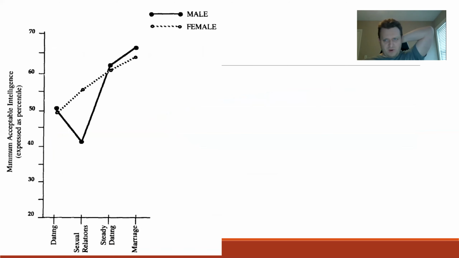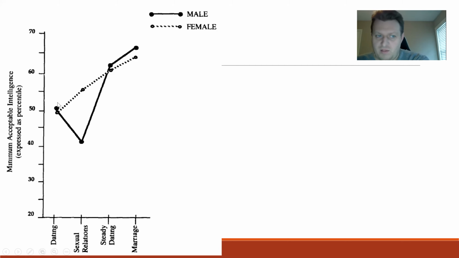Here's a study by Kenrick and colleagues, and we're asking people what is the minimum acceptable intelligence for you to date a person, have sex with that person, steady dating. This is a very old school term. This is essentially dating that person and no one else. And marrying that person. What's the minimal acceptable intelligence?